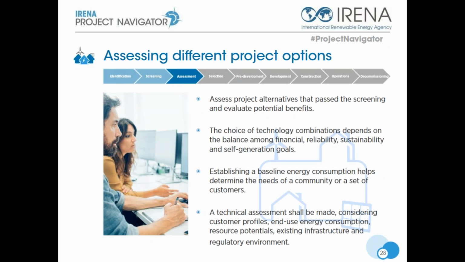The selection of an appropriate mini-grid design and the optimal sizing of generation and storage assets based on the consumption will be among the primary decision points for the project developer. A proper technical assessment of a mini-grid site should consider various factors such as customer profiles, end-use energy consumption, renewable resource potential, the existing energy delivery infrastructure, land characteristics, and regulatory environment. Once we've assessed the project, we move on to selection.